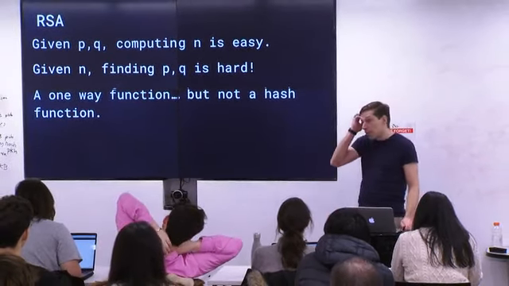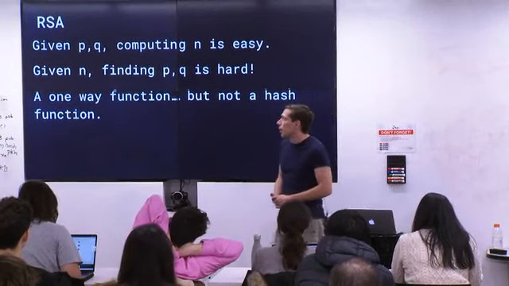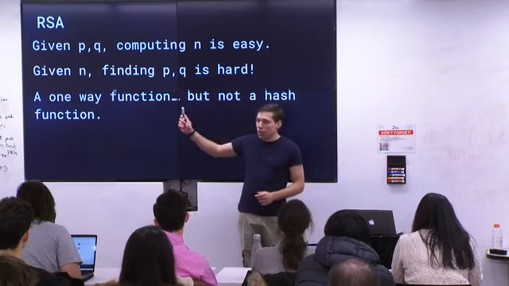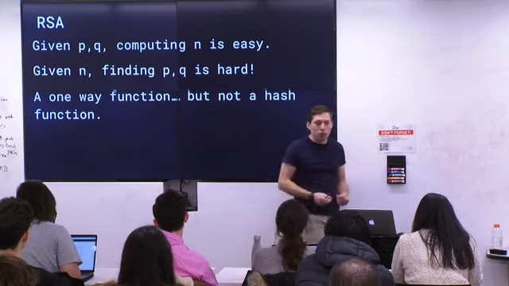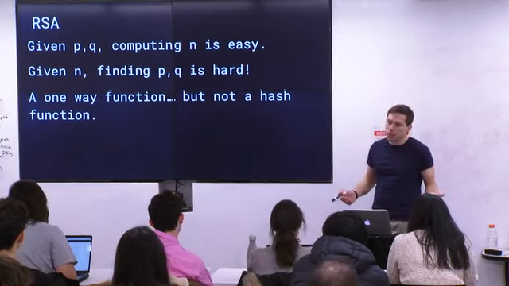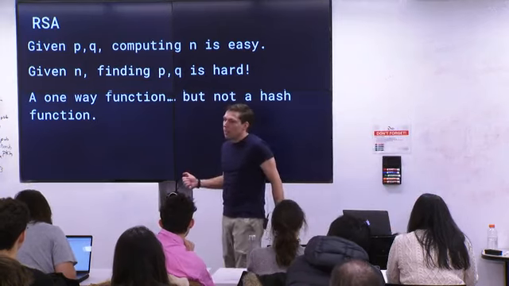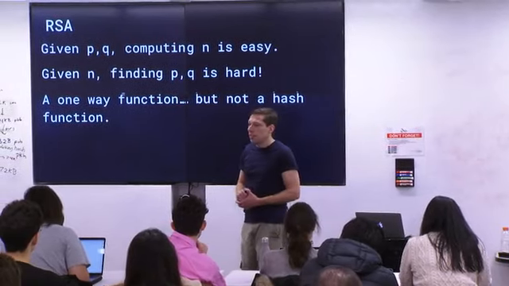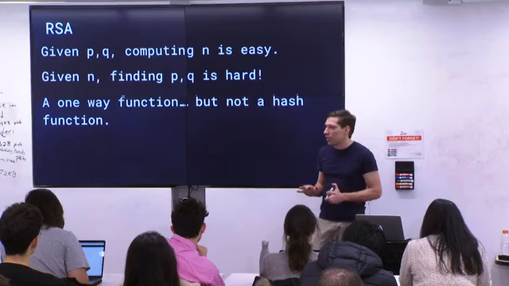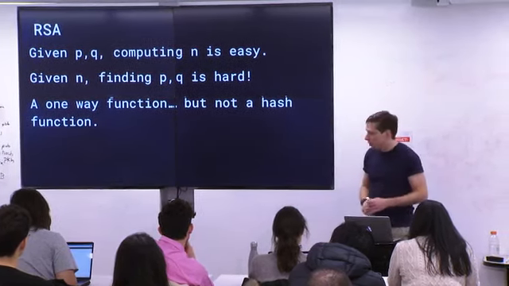But if P and Q are pretty big, like hundreds of bits long, thousands of bits long, finding P and Q from N may be impractical. Whereas if P and Q are really long, finding the product of both of them will be very practical. Even if huge, multiplying two integers is really easy. So this is a one-way function, but not a hash function. And so a lot of these signature systems use one-way functions, but trickier one-way functions that aren't hash functions and still have cool things that you can do.